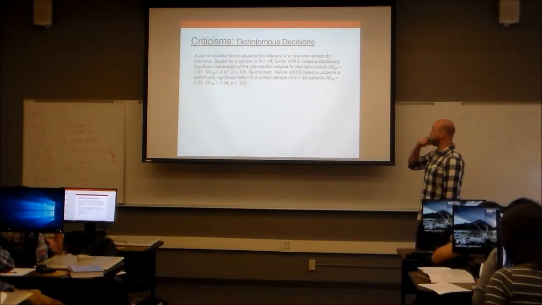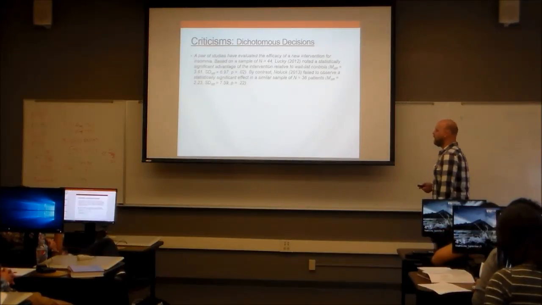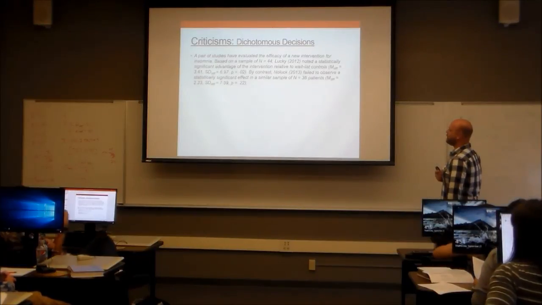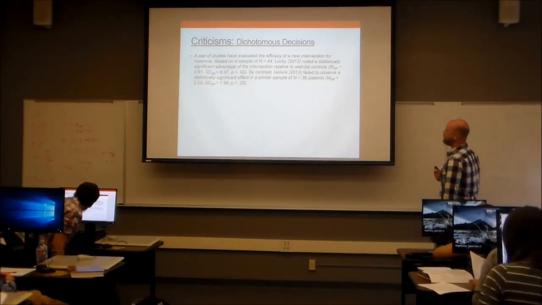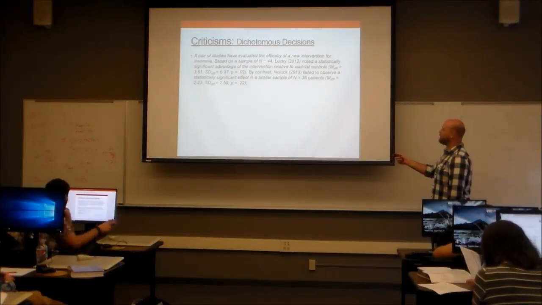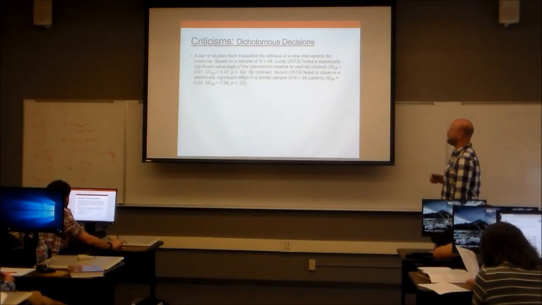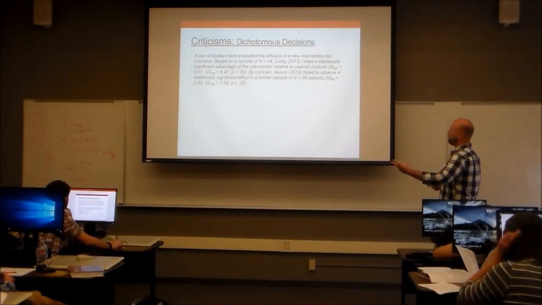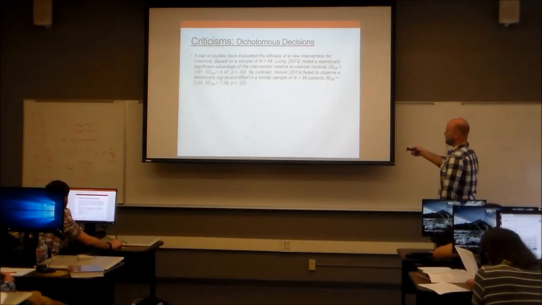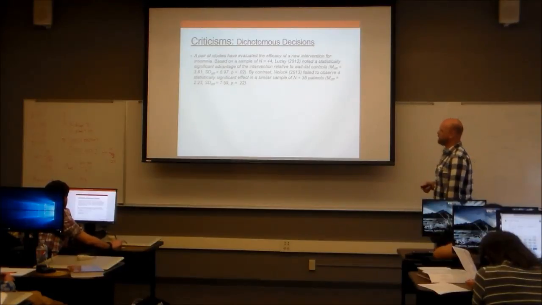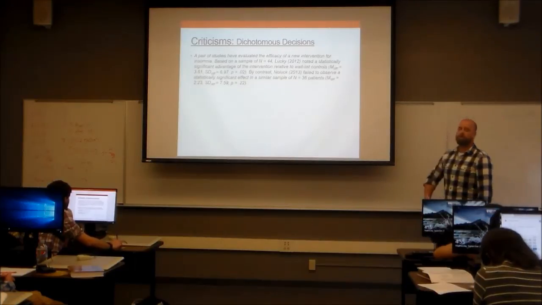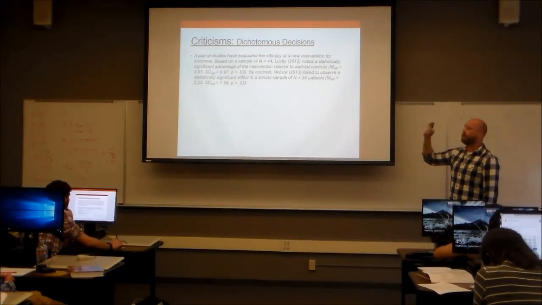Final thing we'll finish up here is the tendency for null hypothesis testing to encourage dichotomous decisions. So this is a Cumming example. We have a pair of studies evaluating the efficacy of a new intervention for insomnia based on a sample of 44. Lucky 2012 notes a statistically significant advantage of the intervention relative to waitlist controls. We see a mean difference of 3.61, standard deviation of difference 6.97, p equal 0.02. Okay. So we say, huzzah, we have an effective intervention.